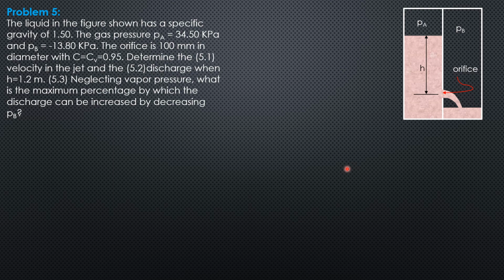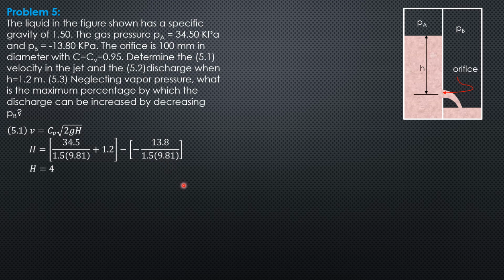And for the first question, velocity in the jet is C sub v square root of 2gh, where h is upstream head minus downstream head, and the upstream head is 34.5 pressure head over specific weight of liquid plus 1.2. Then the downstream head consists only of the pressure head at B, which is minus quantity negative 13.8 over specific weight of the liquid, 1.5 times 9.81. So h is 4.482 meters.